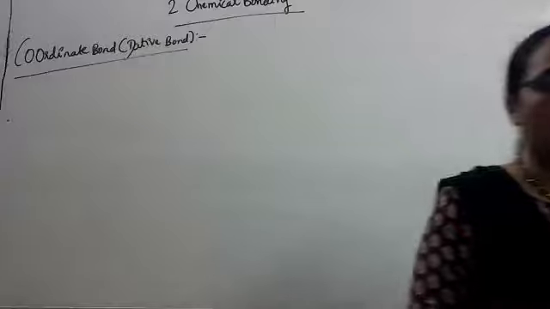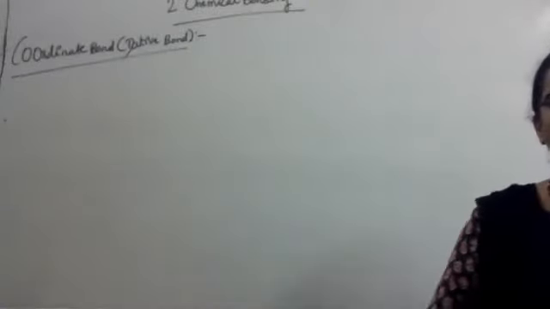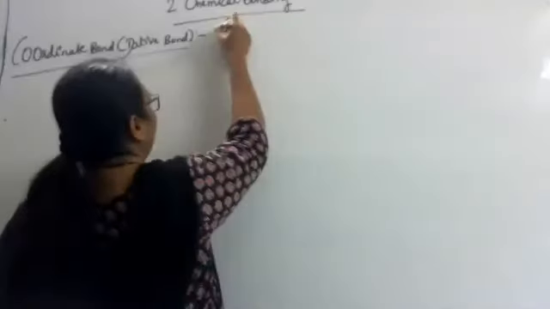Now a coordinate bond or dative bond is a bond in which sharing of electrons takes place entirely from one atom; one atom will share two electrons with another atom. I'll explain how it takes place. For example, the formation of hydronium ion. We'll see an example.